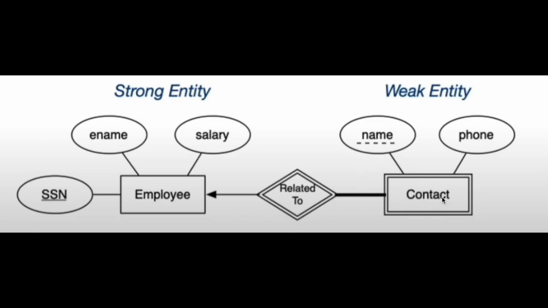So in order to uniquely identify an instance of the contact, you would need to take the name discriminator along with its association, the primary key of the employee. That way together you have a key for the contact person, the specific contact person. Another thing you might notice about the cardinality of this is every instance of a contact must be associated with exactly one employee. So that's a thick line along with an arrow, meaning exactly one employee. So basically the relationship between strong and weak entities will always be of this form that I described.